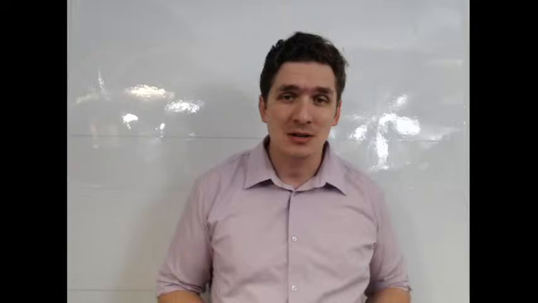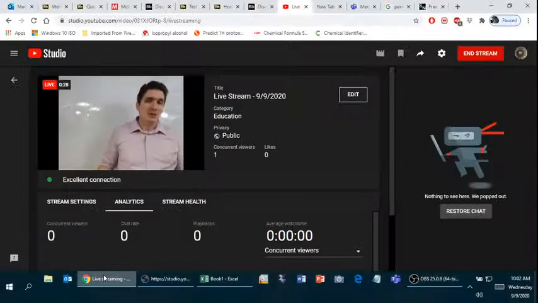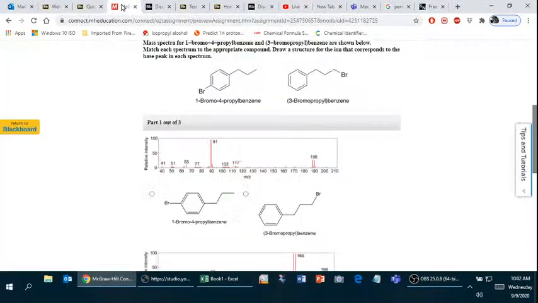First question I got asked was about a homework problem involving mass spec. Now it was more a question about how to draw the molecules it's looking for, but I do like how the problem actually starts out. So we're going to start with that question first. The question is regarding something like this.